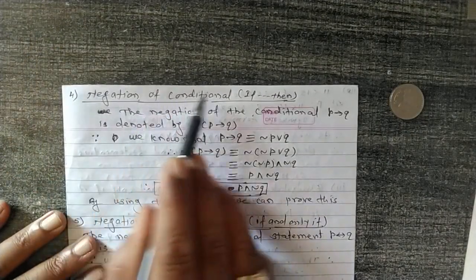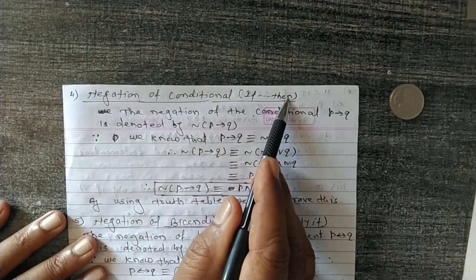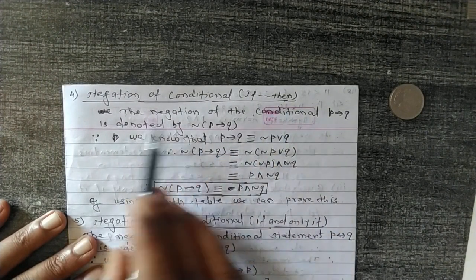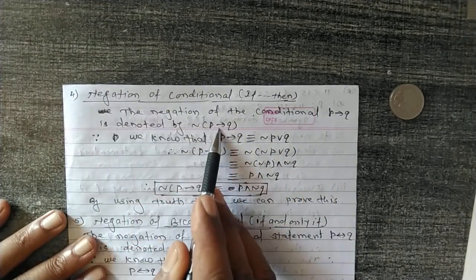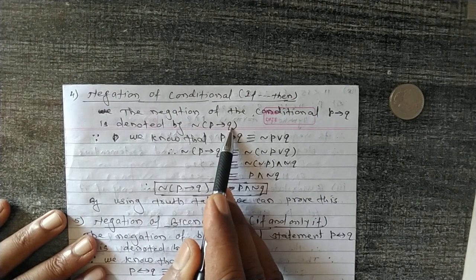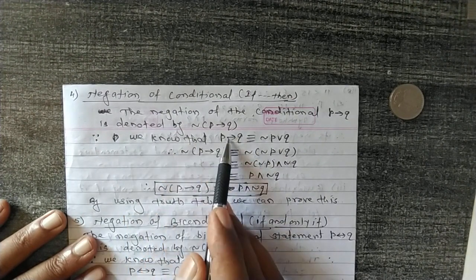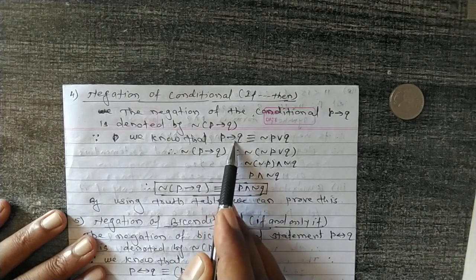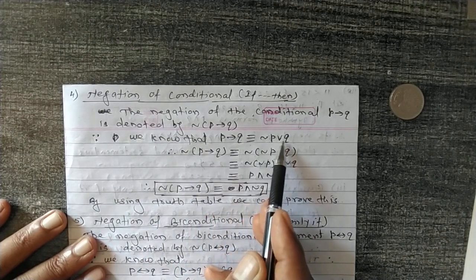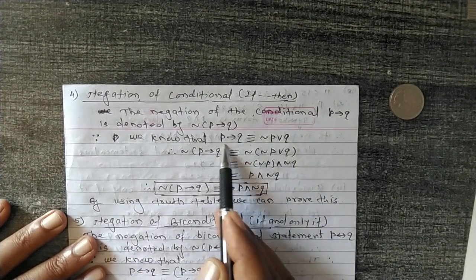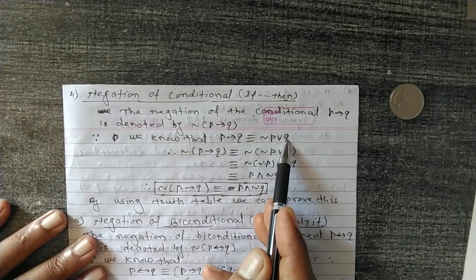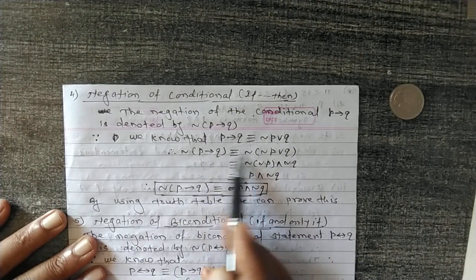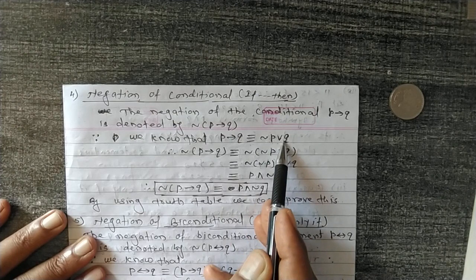Now fourth, negation of conditional, that is if-then. The negation of the conditional P → Q is denoted by ¬(P → Q). Now we know that P → Q is equivalent to ¬P ∨ Q. We already proved this. Now you can take the negation of both sides, that is ¬(P → Q) is equivalent to ¬(¬P ∨ Q).